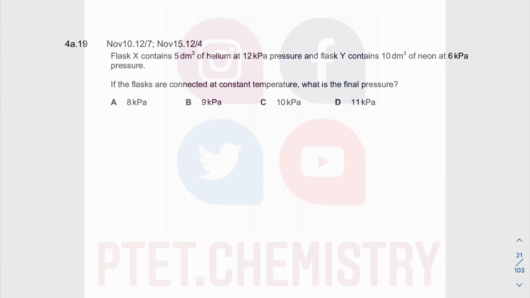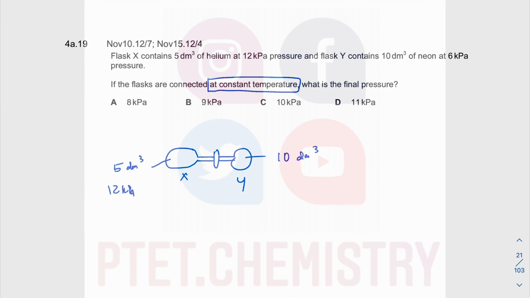Anyway, next question. So we have a constant temperature there. This kind of question is better if you think about, I don't know, if I have a valve there, and then you have two bulbs, X and Y. You have 5 dm cube, you have 12 kilopascal, you have 10 dm cube, you have 6 kilopascal. So this is like a valve. If you open up the valve and you connect them together, then your total volume is going to be 5 plus 10, which is 15 dm3.